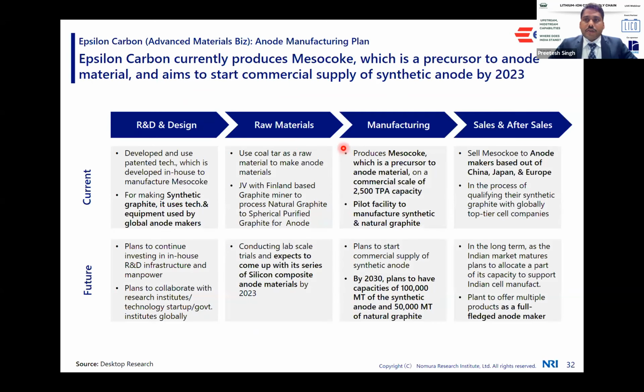Now I'll talk about some company initiatives. For example, in anode, Epsilon is one company which has been very aggressive. They produce mesocoke, which is a precursor to anode material, on a commercial scale of 2,500 TPA capacity, and a pilot facility to manufacture synthetic and natural graphite. If you look at their future plans, by 2030, they plan to have capacities of around 100,000 metric tons of synthetic anode and 50,000 metric tons of natural graphite.